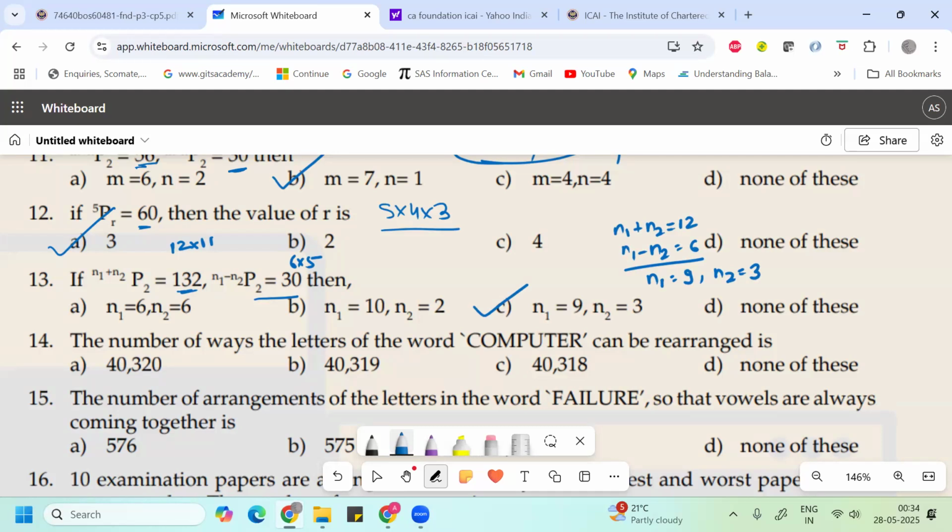And here, so this would be answer. A cannot be answer. And this B, option B, 8P2. 8P2 is 8 into 7. It cannot be 30. So this also cannot be answer.